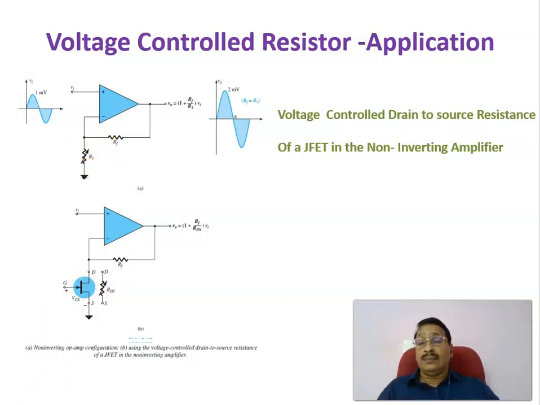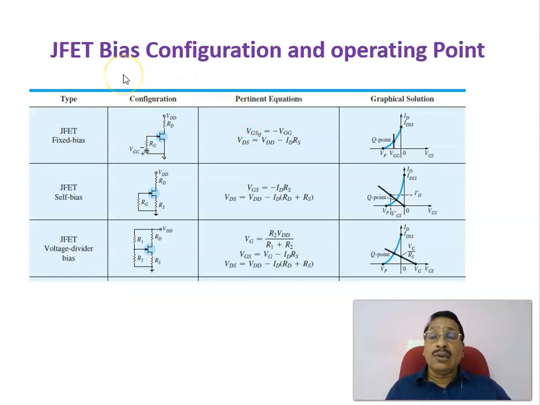That is one application of a voltage controlled resistor for voltage amplification using an operational amplifier. In the previous presentation, I already explained different biasing techniques of junction field effect transistors, concentrating on fixed bias, self bias, as well as voltage divider biasing. This type of biasing, voltage divider biasing, is widely used.